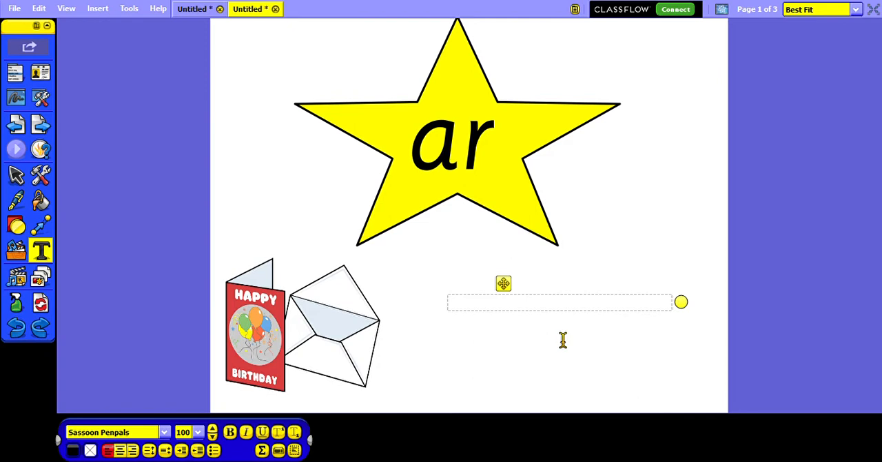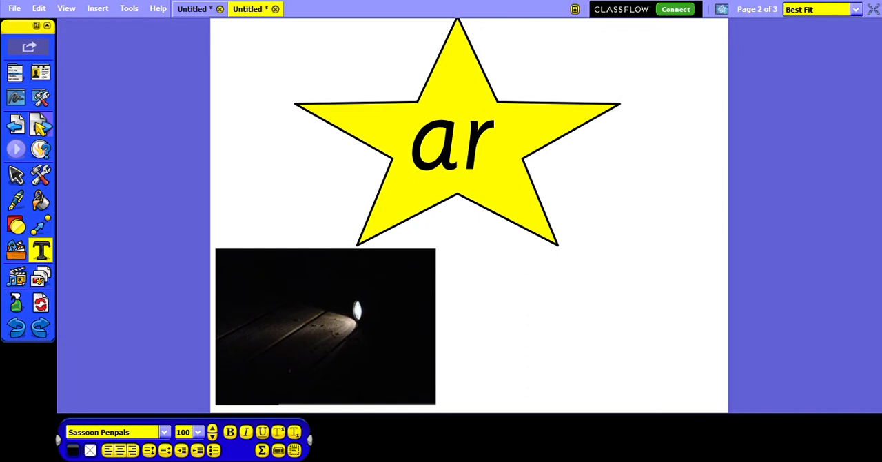Okay, I'm going to write the word card. I'm going to count the sounds first. Card. Card, and then have a go at writing that word. C-ar-d. Card.